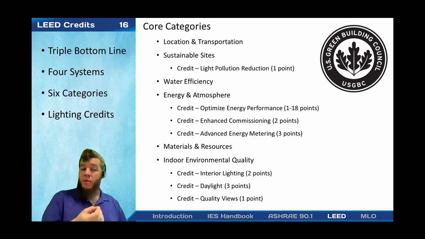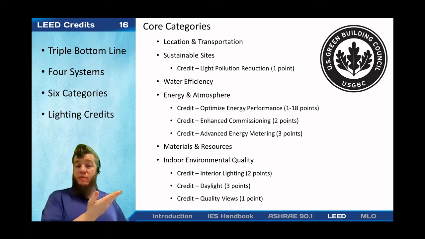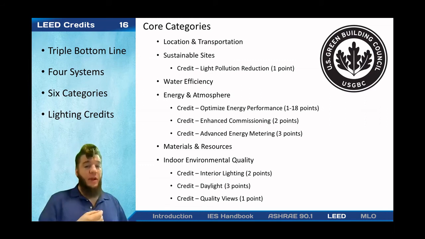There's also prerequisites that are relevant to lighting, specifically in energy and atmosphere. You don't get the advanced commissioning credits without the fundamental commissioning prerequisite. And commissioning building systems includes especially commissioning the control systems, such as the lighting control system. And so that's how lighting ties in with commissioning and as well with energy metering.